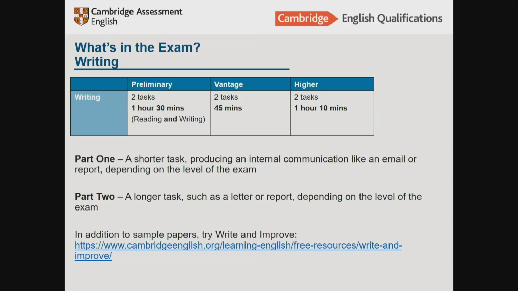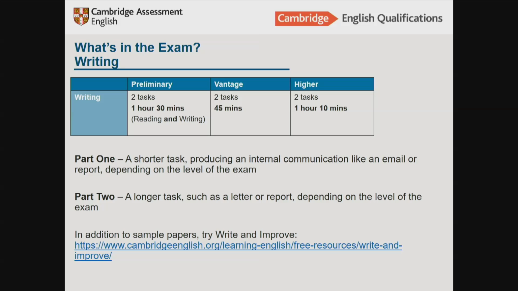In part 1, you will be asked to complete a shorter task, producing an internal communication for a business, such as an email or a very short report. That really depends on the level of the exam. And in part 2, it's a longer task, such as writing a longer letter or report. And again, the type of task depends on which exam paper you'll be taking.